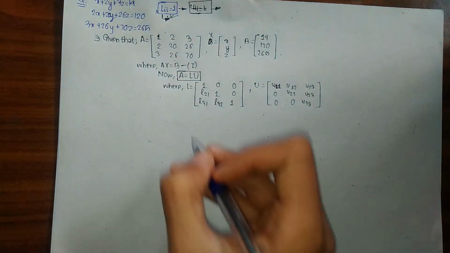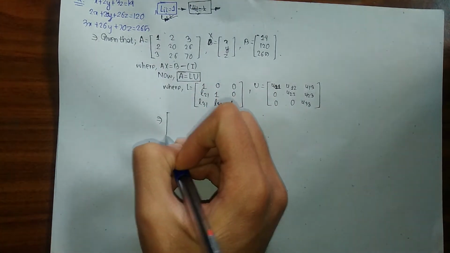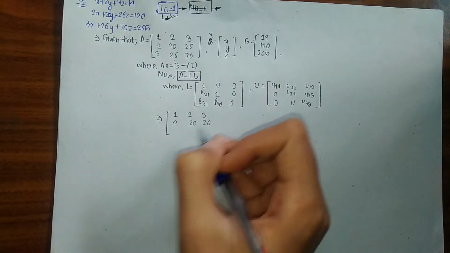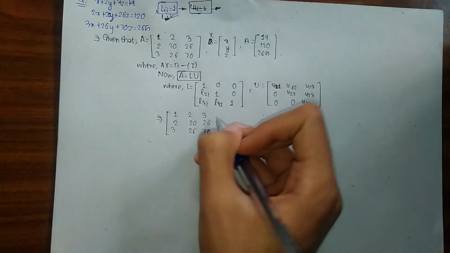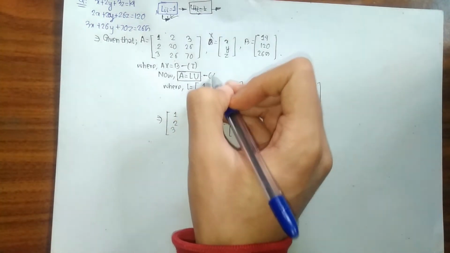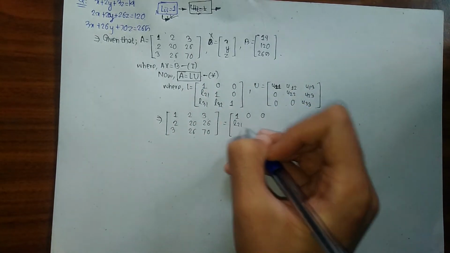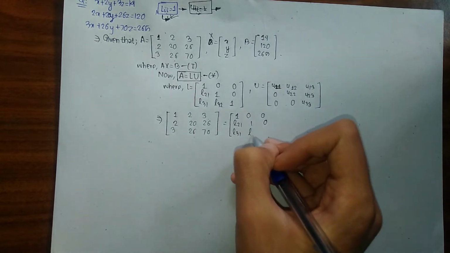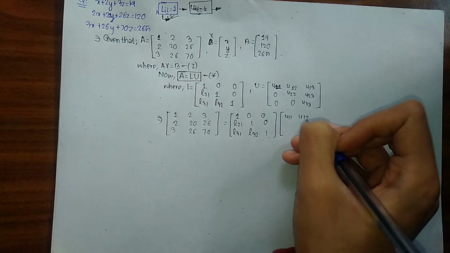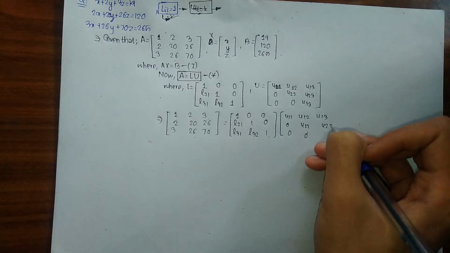So that is it. Now we are going to simply substitute the value. We have the value of A, which is 1 2 3, 2 20 26, 3 26 70, and our value of L we are simply substituting in this equation. We have L as 1 0 0, L21 1 0, L31 L32 1, multiplied by U11 U12 U13, 0 U22 U23, 0 0 U33.